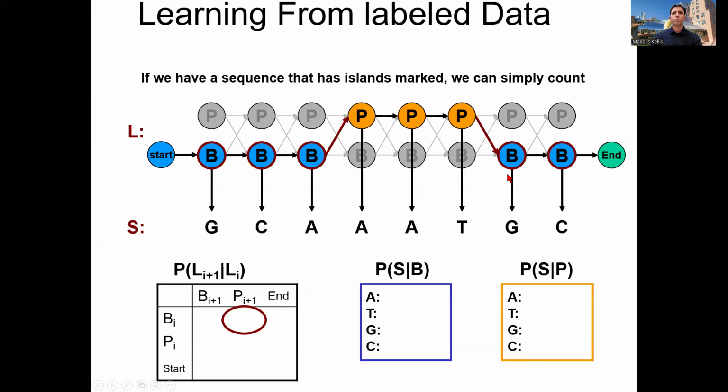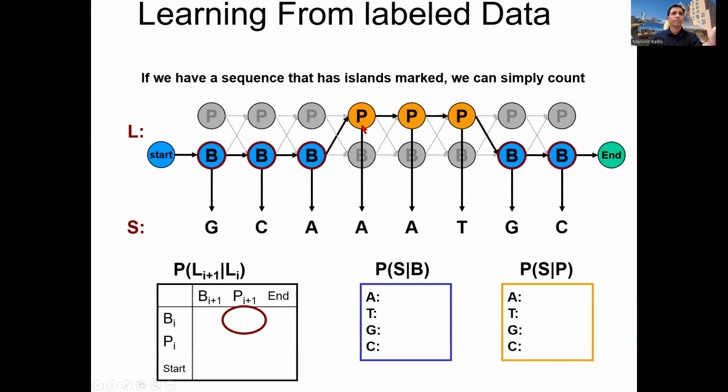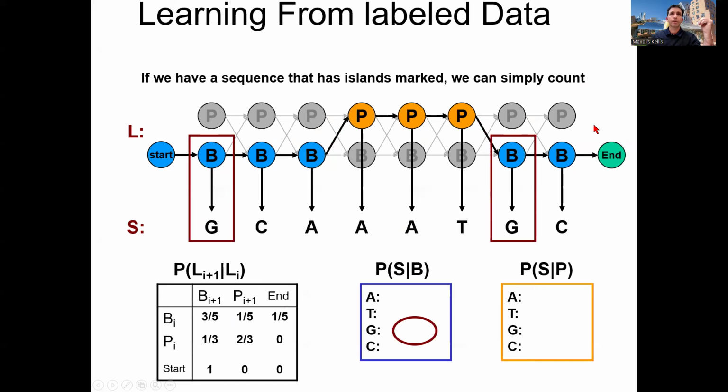Who's with me so far? Great, awesome. This is super trivial. This is just simply counting. What about the transition probabilities? The probability of transitioning from a B state to a P state: I was in B state 5 times and transitioned 1 time, so 1 out of 5. From P to B, I was in P 3 times, transitioned once, 1 out of 3. P to P, I was in P 3 times and transitioned to P twice, here and here, but not here. So therefore, 2 out of 3. Sounds good? And of course, you don't do that with 10. You do that with billions.